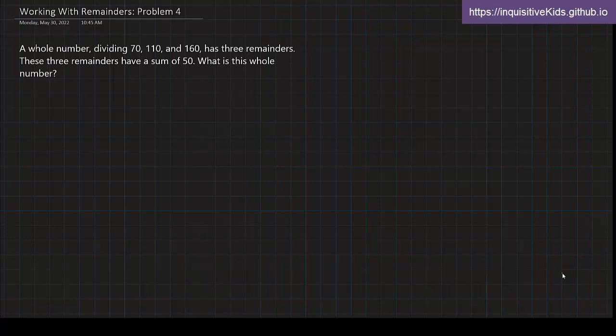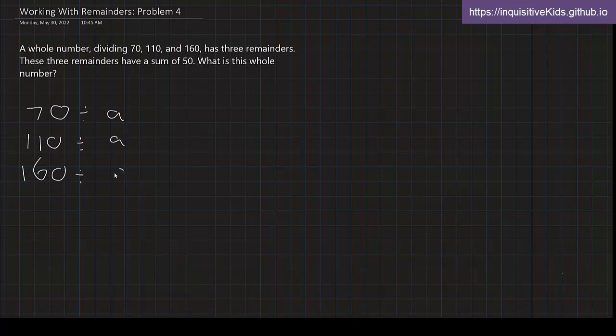So first we need to go over the language a little bit. A whole number dividing. It doesn't say it divides by. It says it's dividing. It means that it's not A divided by 70, where A is this whole number. It's 70 divided by A, so it's 110 divided by A and 160 divided by A.